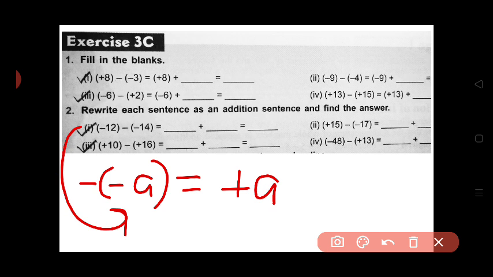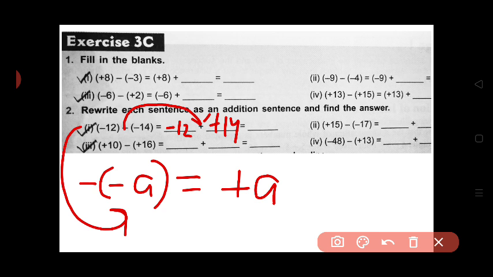So minus 12, let's keep it in the same way because there is no need to change the first one as earlier. Before minus 12 is positive sign, so it's the same minus 12. Now minus minus 14, we have to change it as a positive one, right? And minus 14 will be plus 14.